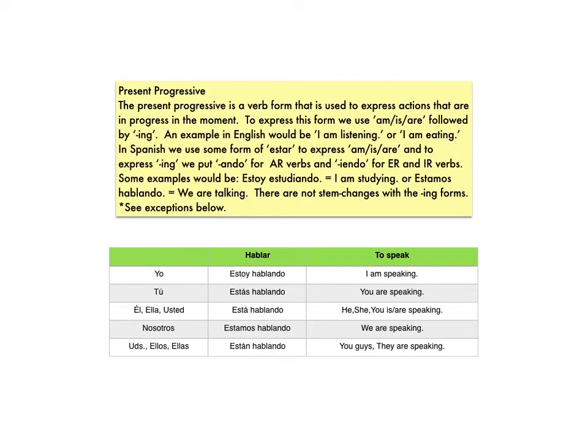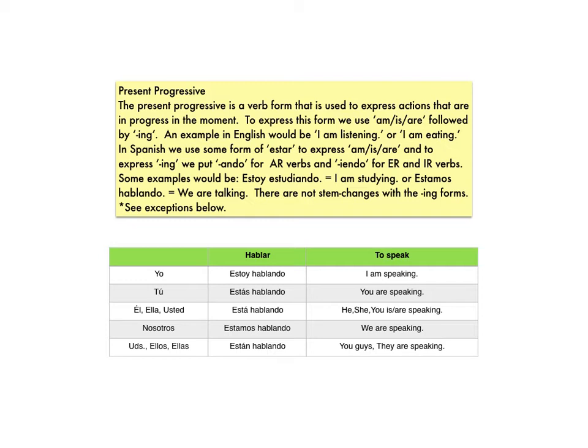Okay, let's take a look at some examples. Some examples would be estoy estudiando. So, I am studying. Estoy estudiando. Or estamos hablando. So we are talking. So there's a general rule. The general rule is that there are not any stem changes with ing forms. There are some exceptions. We'll talk about those. But before we look at the exceptions, let's take a look at the verb hablar in the table here.